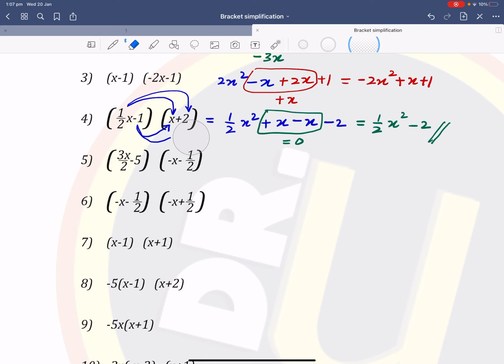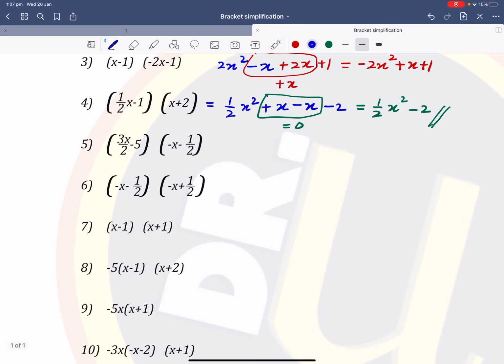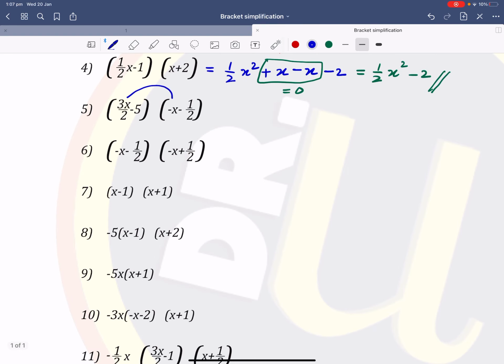Now, going back to the other question here, 3x divided by 2 times minus x, and that's going to be minus 3 divided by 2x squared. I hope you understand that, but however, I will explain this to you. 3x divided by 2 multiplied by minus x. So minus with plus over here, it's going to be minus 3 divided by 2, and then x is going to be multiplied with x, and it's going to be x squared. So that's how you get that.